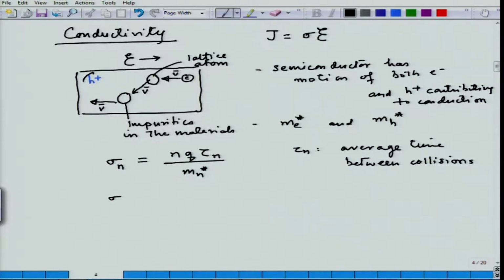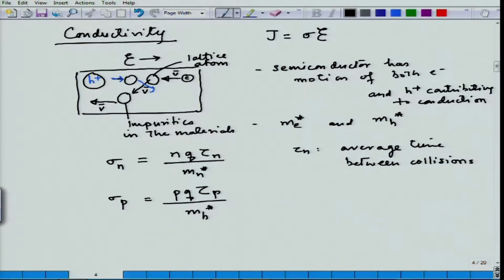It will be accelerated and then it will have a collision, and so on and so forth. Similarly, I can write for holes: the carrier concentration of holes in the material, the charge, the average time between collisions for holes in the valence band, and the effective mass of the hole in the valence band.